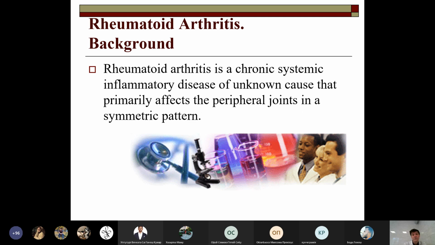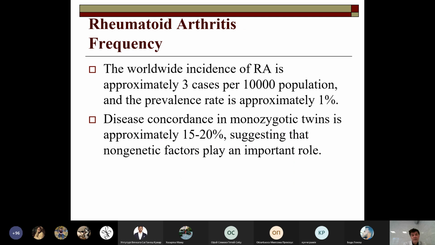So let's move on to rheumatoid arthritis. This is the topic of our lecture. So, rheumatoid arthritis. First of all, the definition is provided on the slide: rheumatoid arthritis is now referred to as a chronic systemic inflammatory disorder of unknown cause, without an established single cause, that primarily affects the peripheral joints in a symmetrical pattern. It's a potentially life-threatening disease with a poor clinical outcome without effective treatment.